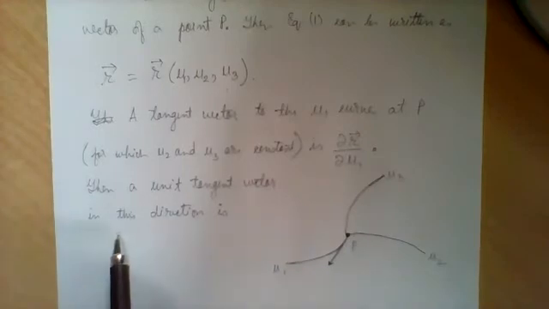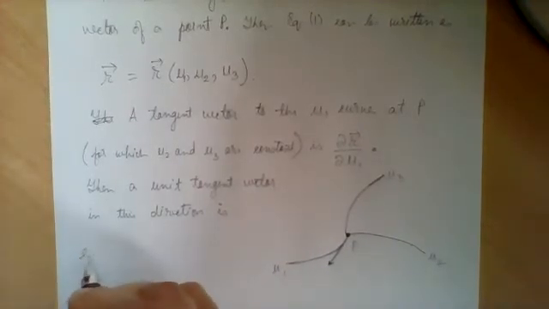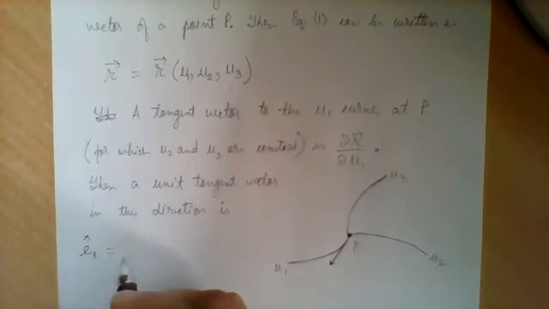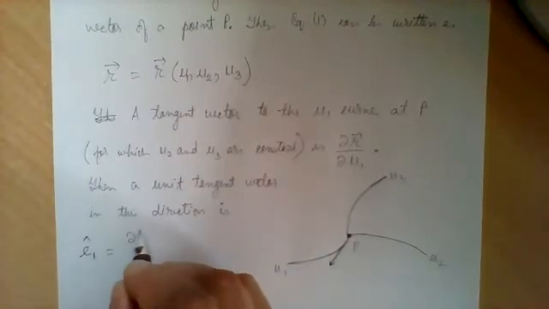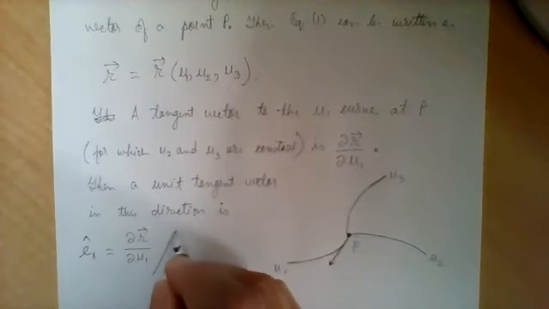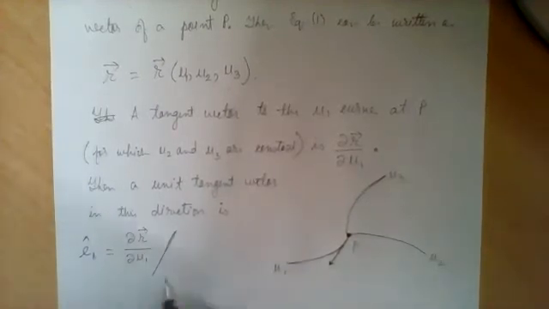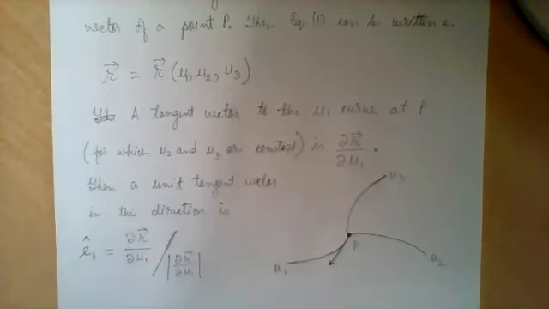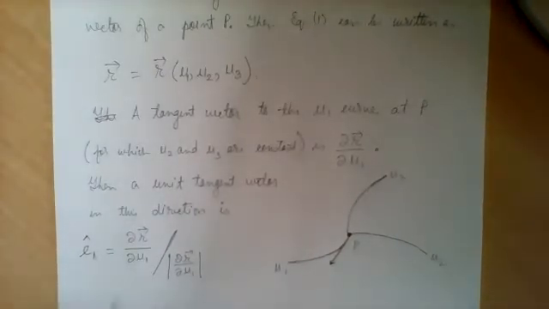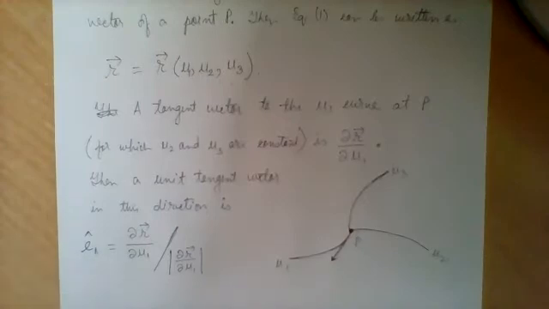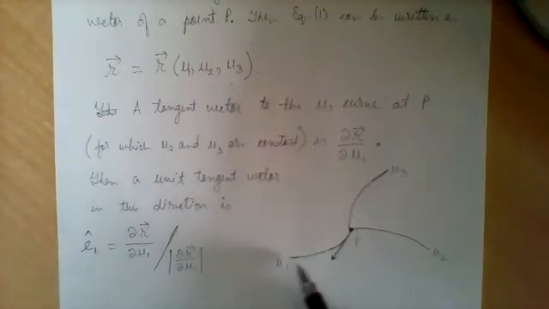So the unit tangent vector in this direction is given by e1 hat, which is equal to del r vector by del u1 divided by the modulus of del r vector by del u1. So this is the tangent vector, and when it is divided by its magnitude, it gives you a unit vector. And this is the unit vector along the u1 curve at the point P.